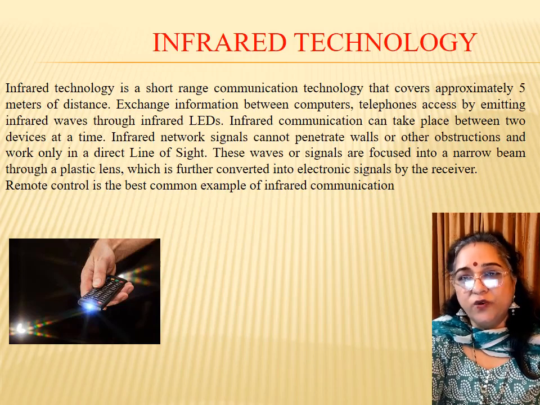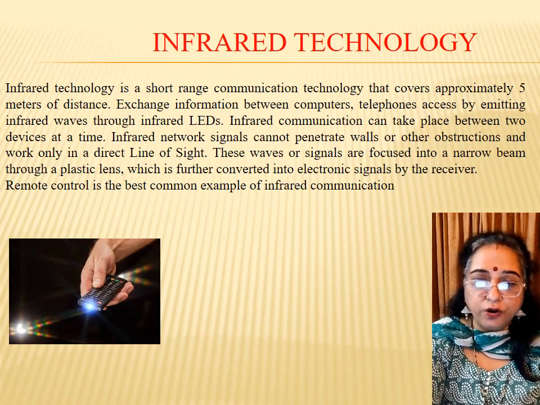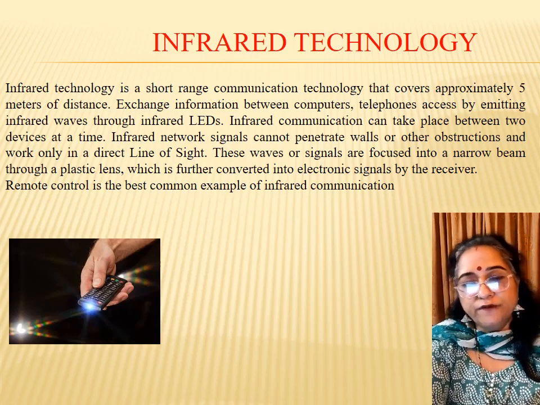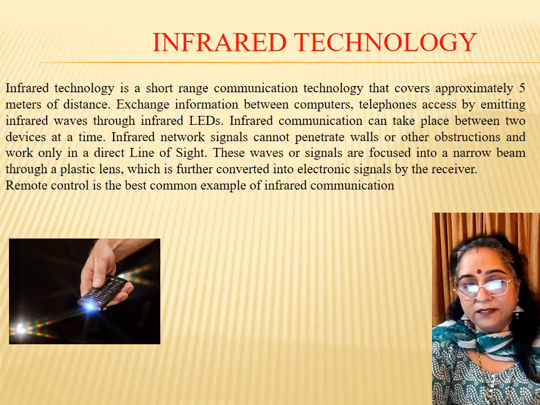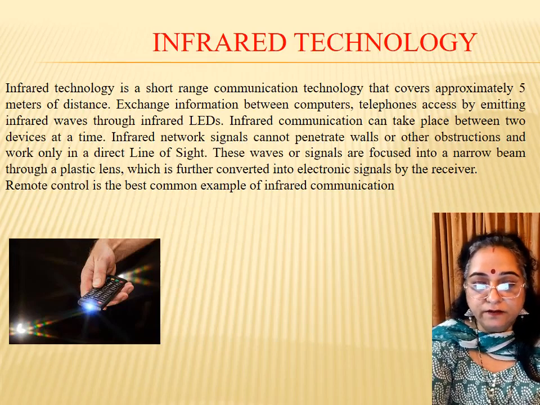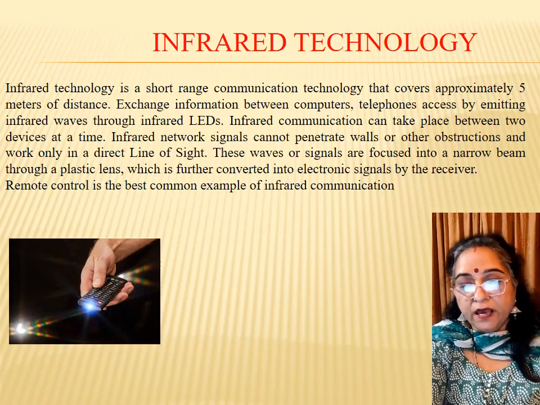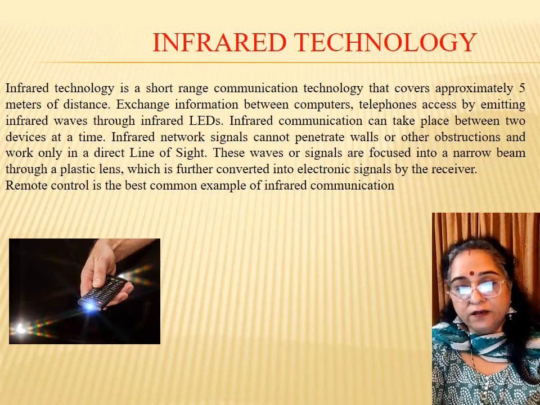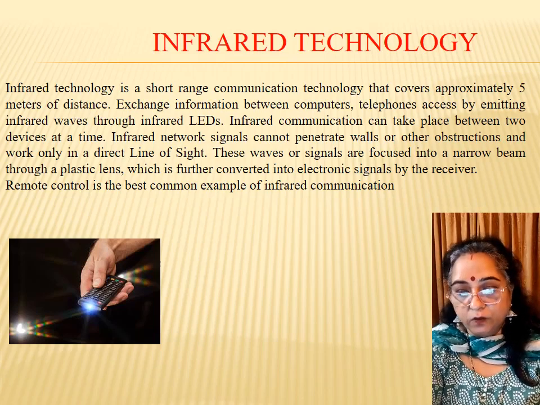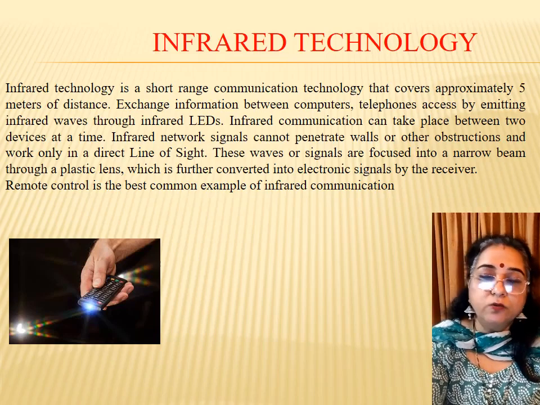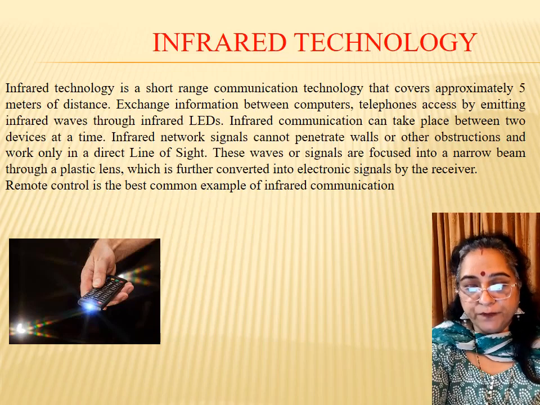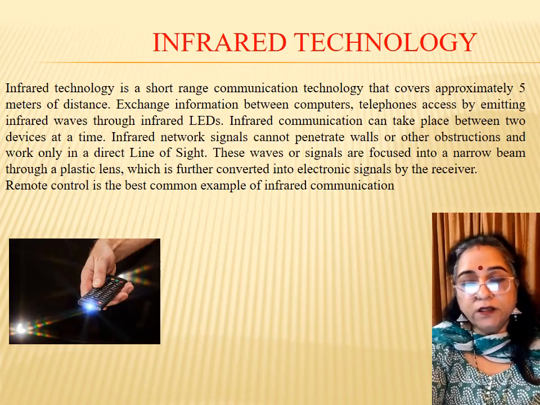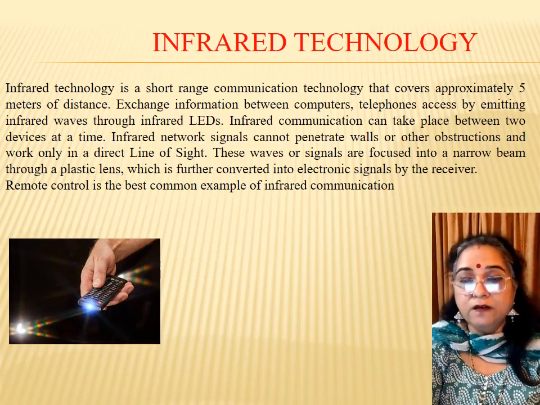Another wireless medium is infrared technology. This is again a short range communication technology that covers approximately 5 meters of distance. It exchanges information between computers and telephones by emitting infrared waves through infrared LEDs. Infrared communication can take place between two devices at a time. Infrared signals cannot penetrate walls or other obstructions, and they work only in a direct straight line of sight. These signals are focused into a narrow beam through a plastic lens, which is further converted into electronic signals by the receiver.